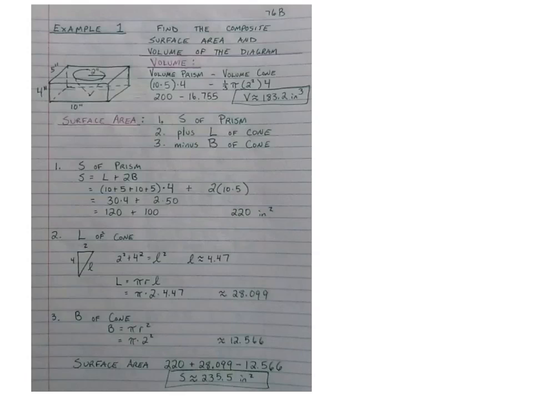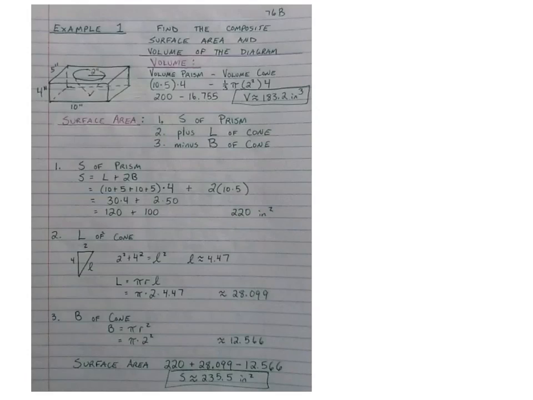So in example 1 what we have is a right rectangular prism that has a cone carved out of it. And we need to find the surface area and volume of the diagram.